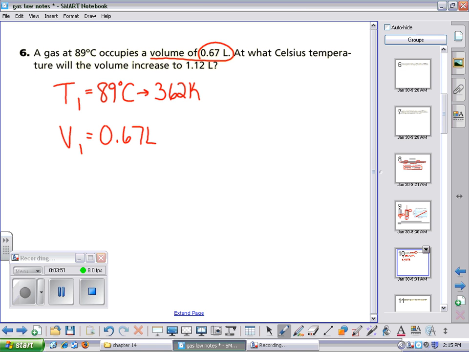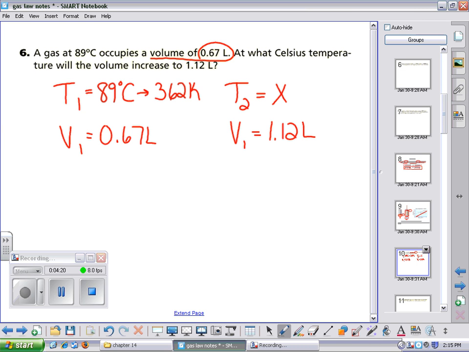The question is, at what Celsius temperature? So we don't know the new temperature. That's the thing we're looking for. The volume increases, so our new volume is 1.12 liters. Charles' law says that if there's an increase in the volume, there's a direct relationship with what the temperature will do. So if the volume's going up, that temperature should also go up. So let's plug it in.